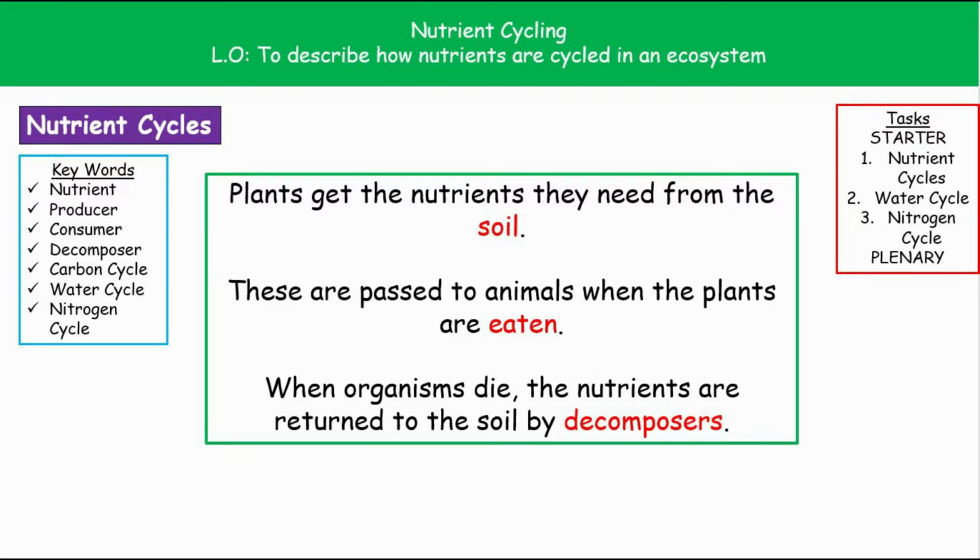Let's double check to make sure we got the right words in the right places then. So plants get the nutrients they need from the soil, give yourself a mark for that. These are passed to animals when the plants are eaten, tick for that one. And when organisms die, the nutrients are returned to the soil by decomposers, a tick for that. So add it up and give yourself a score out of 3. Obviously any of those words you didn't get right, make sure you have got the right word written in now.